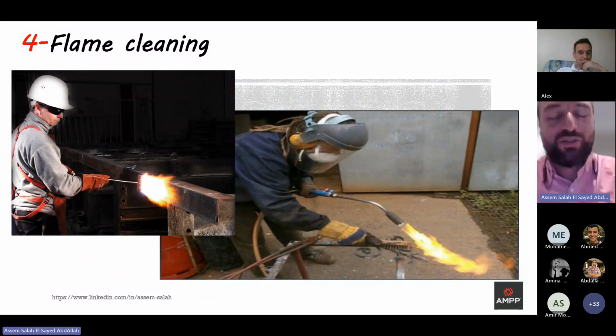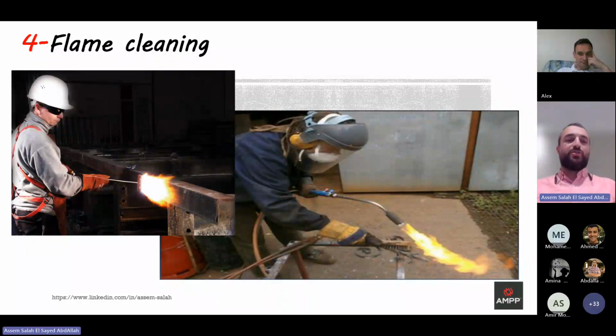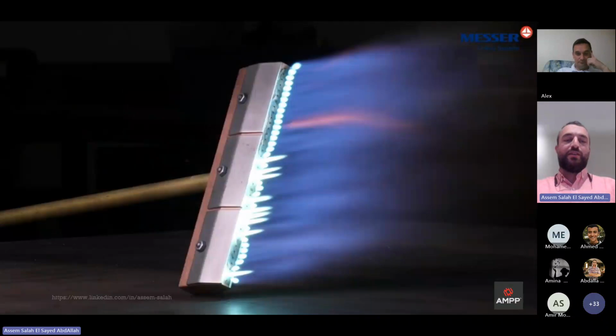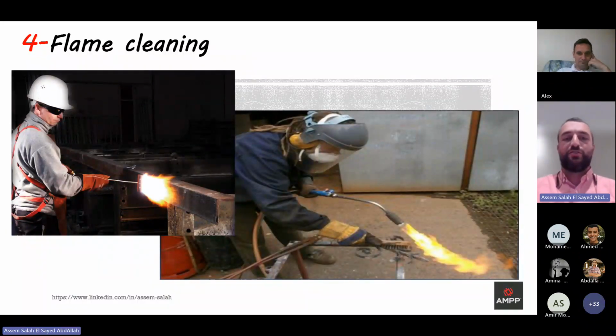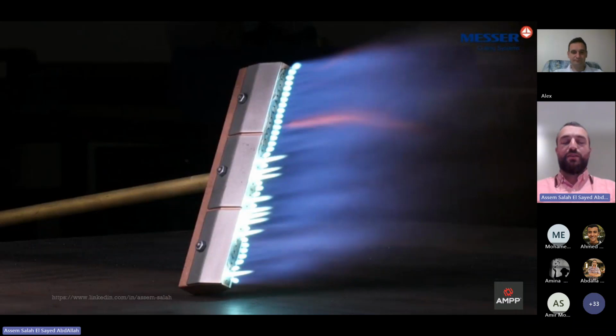We also have another way of surface preparation, which is not so common, called flame cleaning. Flame cleaning is based on the different expansion between metals, like steel and steel oxide. When you subject the metal to this flame, as we can see now, it will remove the mill scale or the residuals on the surface of the metal. It's not so common. I didn't see this way practically, but in some cases you can use it.